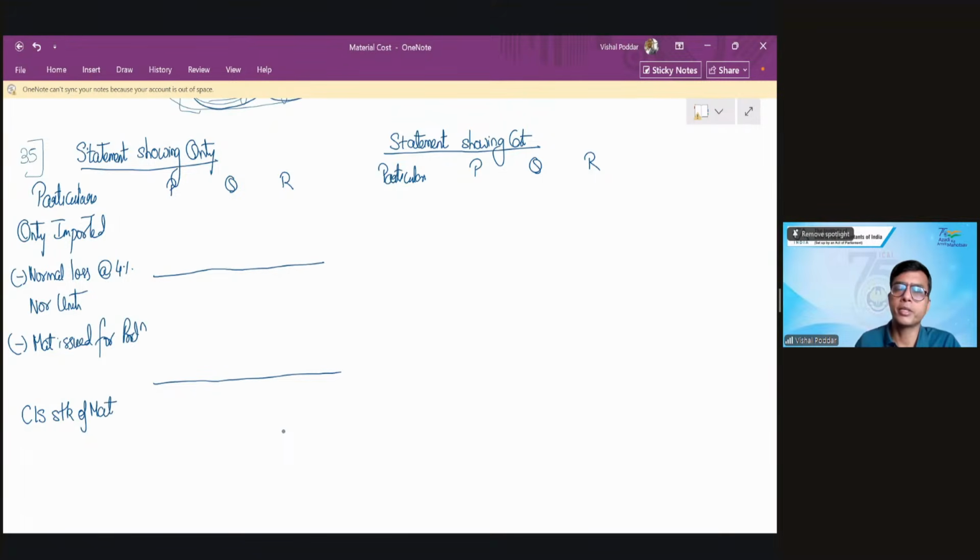So see, understand the simple working. This much is what I purchased. Out of this much will be lost. So this is the balance which I can use. Then out of this balance, something is actually used and the balance will be my closing. So this is the simple working, right?